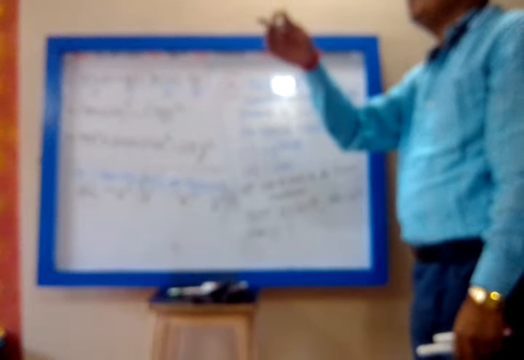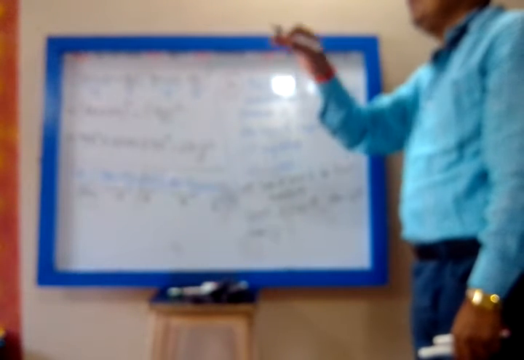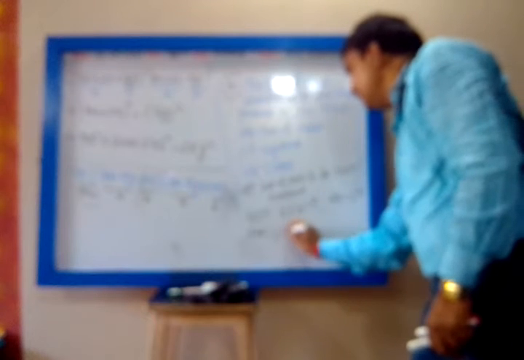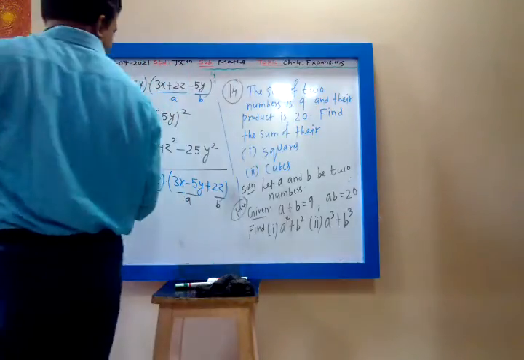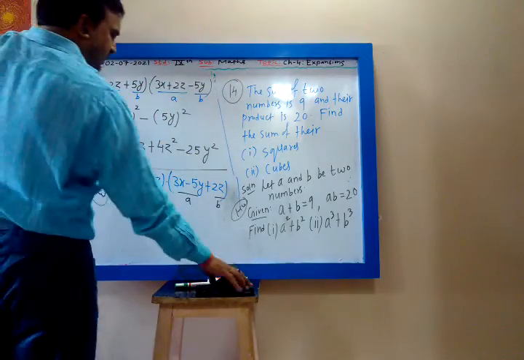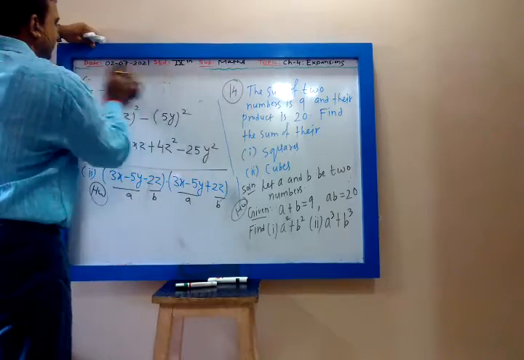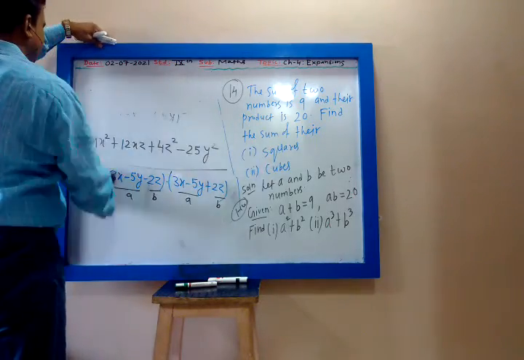See, if it is square of the sum, then it is whole square. But it is sum of their squares, means a square plus b square. Sum of their cubes means a cube plus b cube. Now further part I am writing homework. You can do it easily. Because a plus b is given, ab is given, you can find a square plus b square. Yes or no? You can solve this.